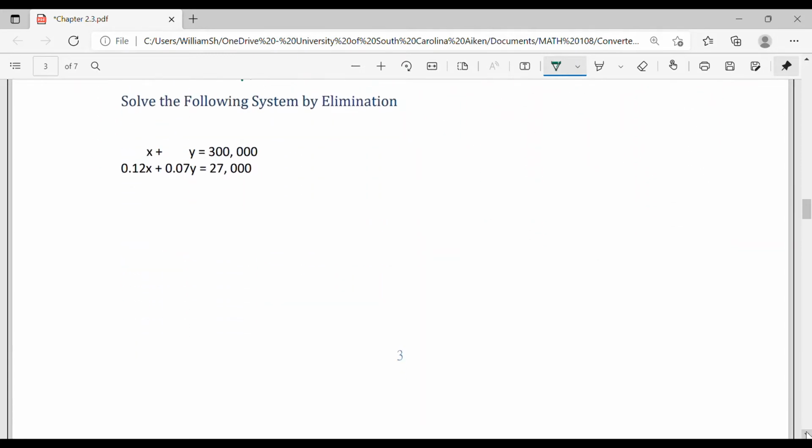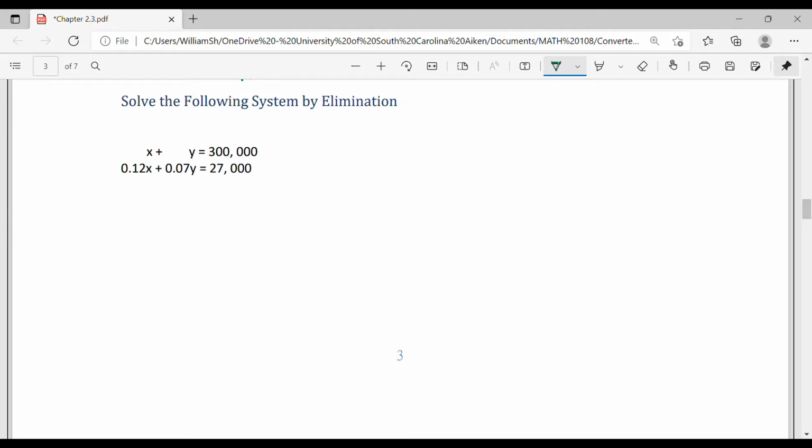Now if we look at this one, it has decimals and some really big numbers on top of that. I get x plus y equals 300,000, and I get 0.12x plus 0.07y equals 27,000. Now I purposely lined this up. There's nothing missing in front of these x's and y's here. I purposely lined it up so the x's and y's would line up so that we could do an easy elimination.